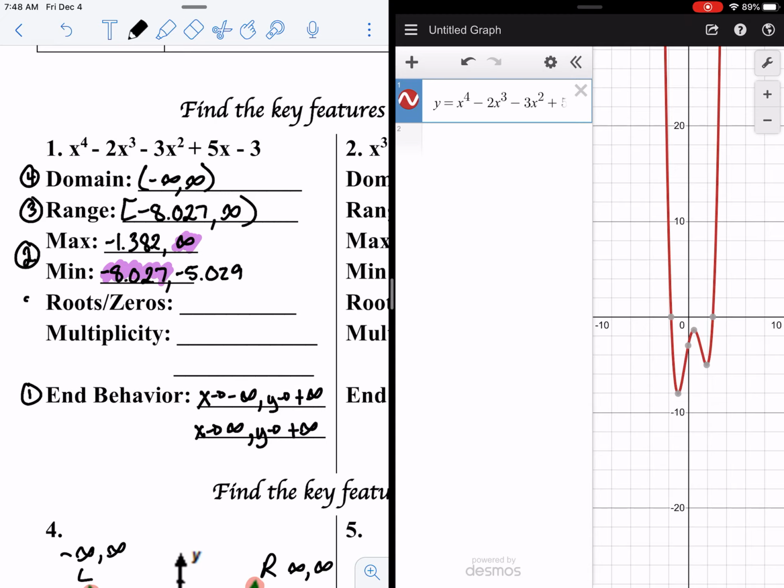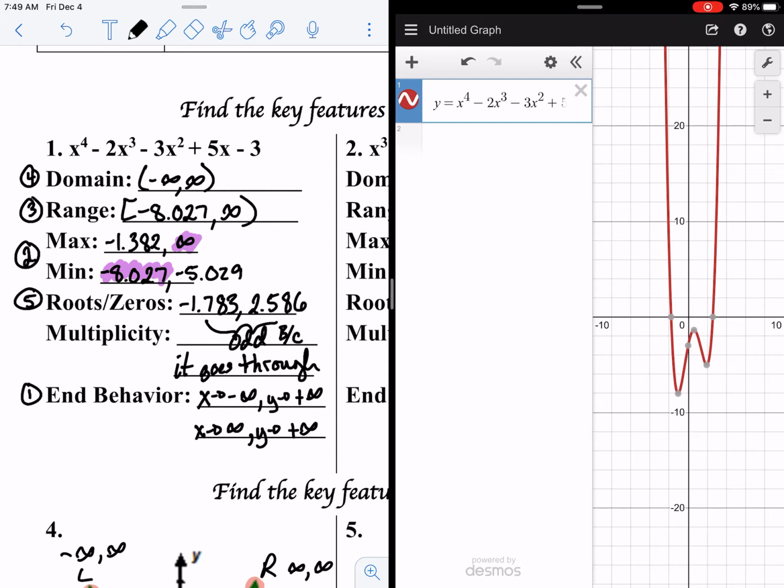Once I do that, I go to roots and zeros. Remember, where it crosses the x-axis, negative 1.783 and 2.586. Multiplicity on these are odd because it goes through, it does not bounce. Remember, if it would have bounced, it would have been an even multiplicity.